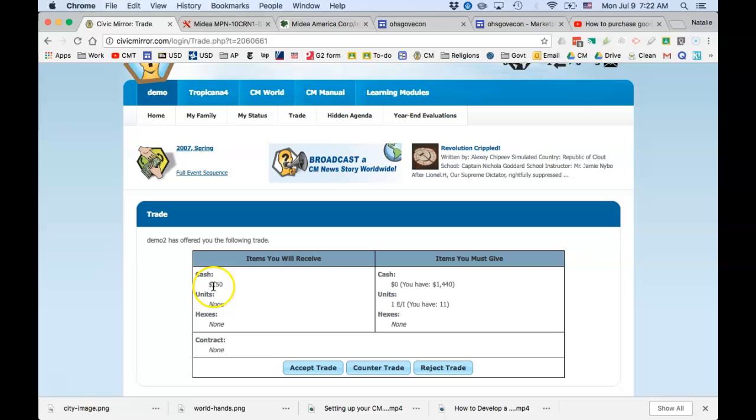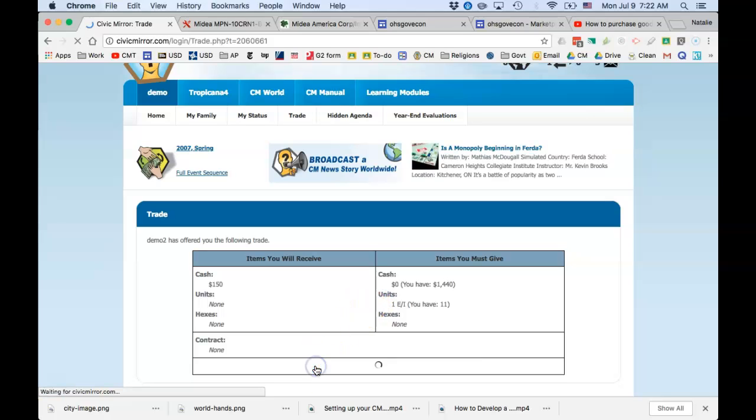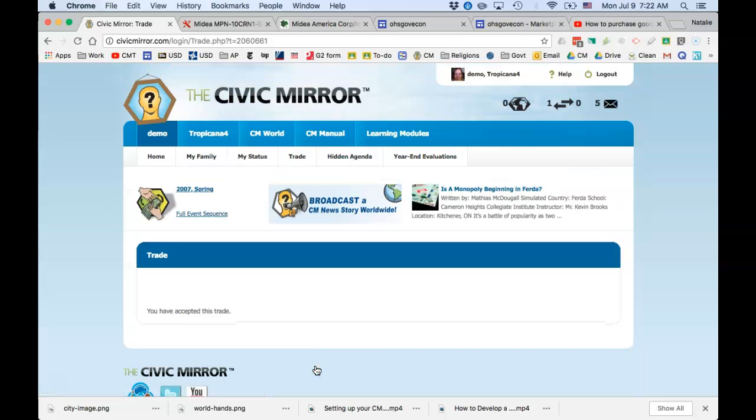Okay, that's my asking price. And what is it that they want in return? 1 EI unit. You have 11 EI units. Okay, we can accept this trade. This is an acceptable trade. Accept trade. Okay.